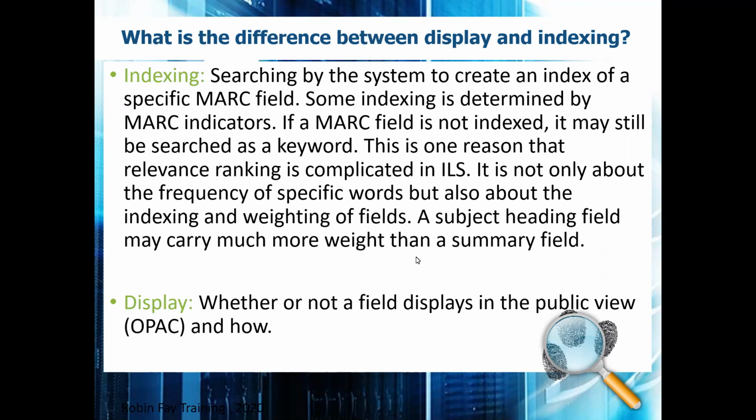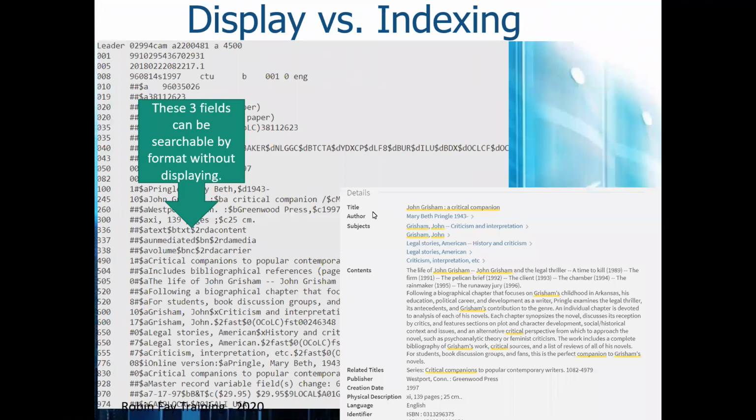So display, in terms of our records, is just whether or not a field displays in the OPAC and how. That's all that means. Here's a good example. We have 3 new fields under RDA, 336, 337, and 338. These are meant to really define the format, and they apply to all different kinds of resources.